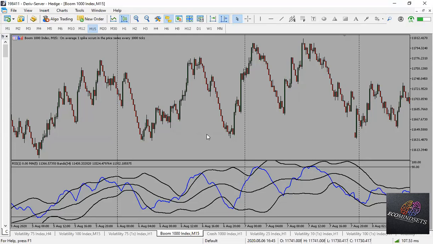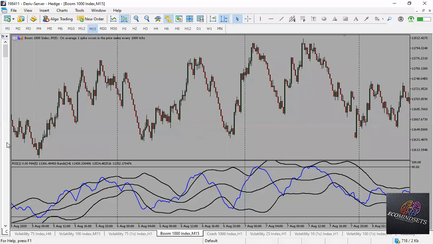All right. With this strategy, you'll be able to sell and you'll be able to buy boom and crash. So it's not only for catching spike or for normal trend trading. You can use it for both. Okay, that is the beauty of the strategy.